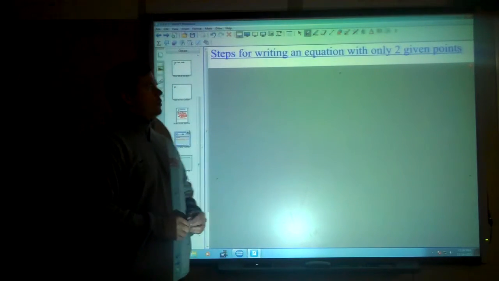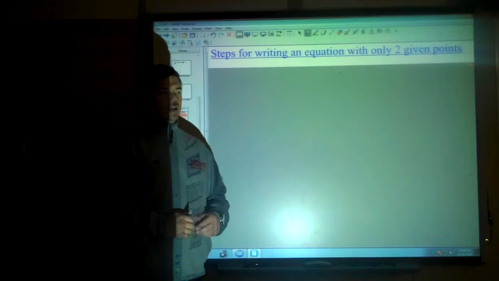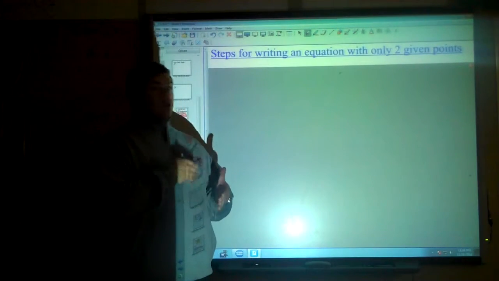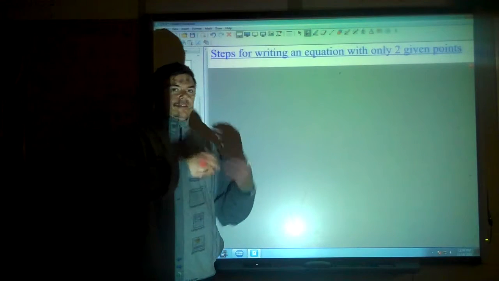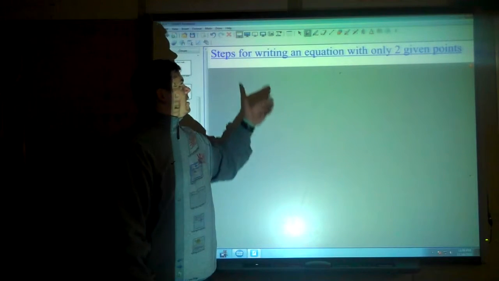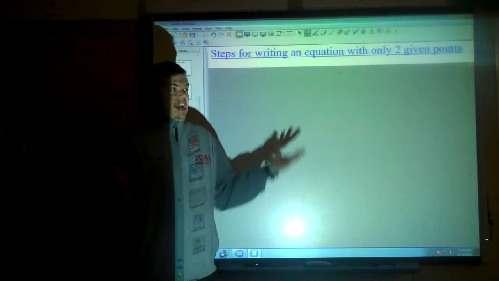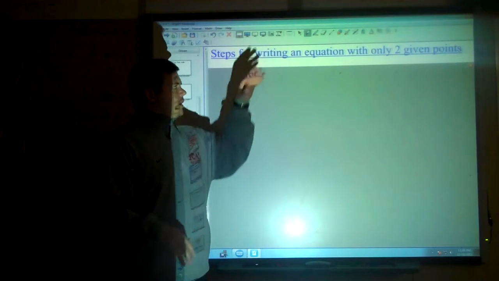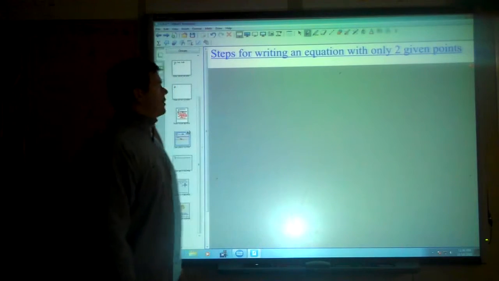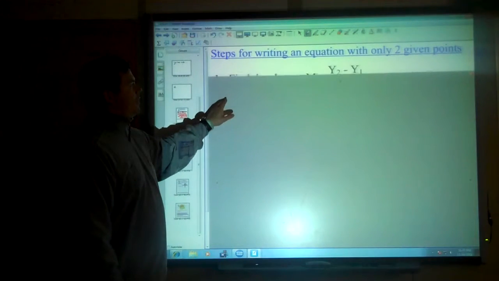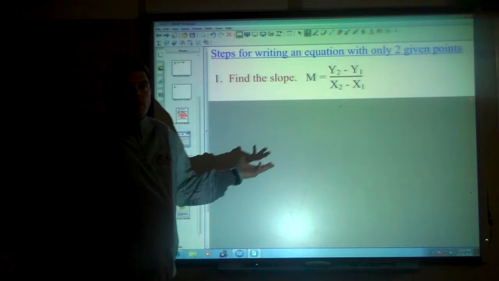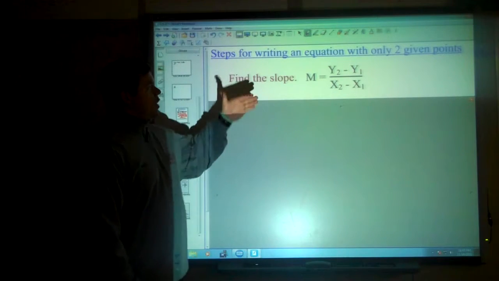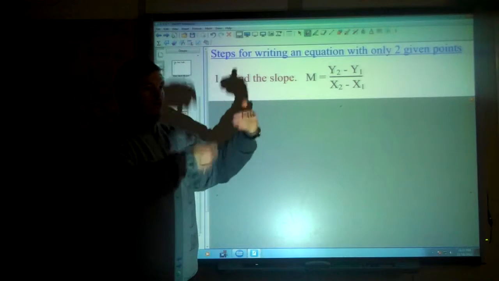Steps for writing an equation when you're only given 2 points. So up until now we've been given all the information we need. Then we were given a coordinate and a slope, and we were able to figure out what the y-intercept is. Now all we're going to know is 2 points. Any 2 points. It doesn't matter where those 2 points are, if they're on the line, then we can actually get the equation from those 2 points. But the first thing we've got to be able to figure out is, what's the slope? So we're going to use the slope formula to figure out what the slope is, because once we know the slope, we can go from there.